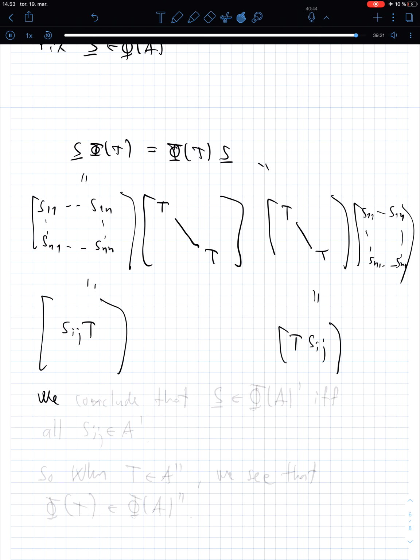So we conclude that S underline is in the commutant of phi of A if and only if all Sij's, of course, lie in the commutant of A. Right? So it just needs to commute with all the elements in A. It has to be a matrix whose n squared entries all commute with A.